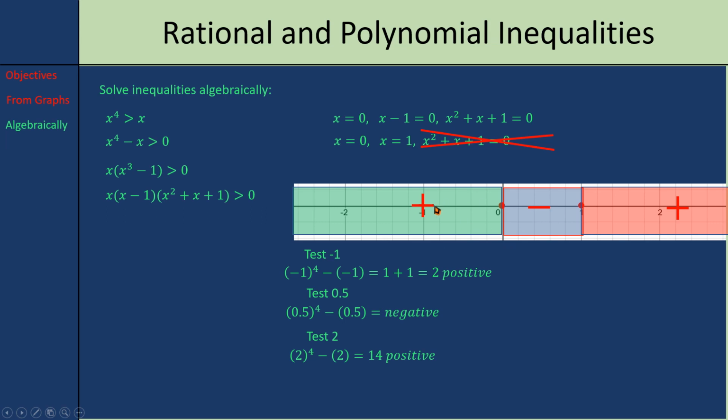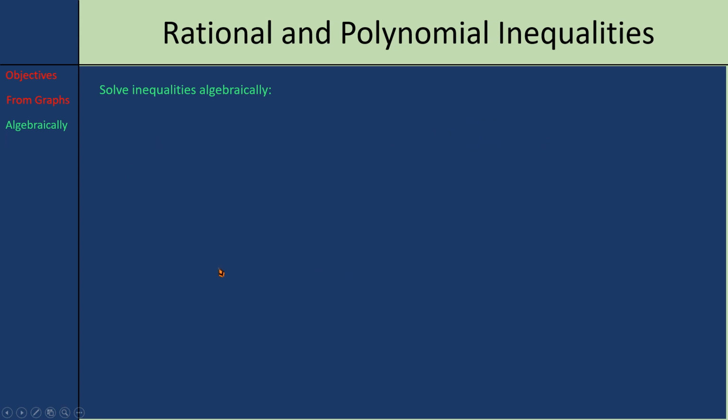So now I got positive here. Everything over here is above the x-axis. This is negative, so everything is below the x-axis. And positive here, so everything is above. If they want greater than 0, you want positive. So you want x to be less than 0 and x to be larger than 1. So you want the positive sections. So x less than 0 and x is larger than 1. And that's it.